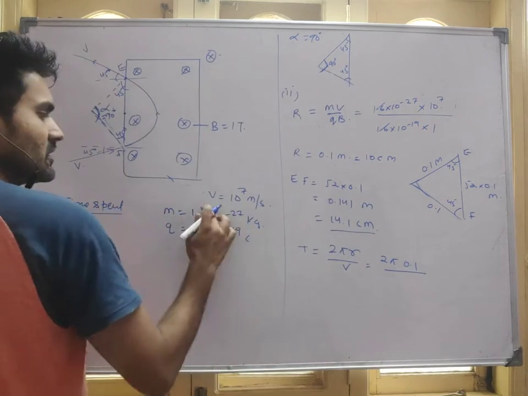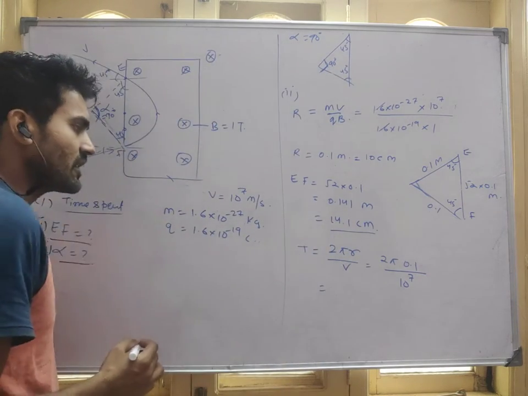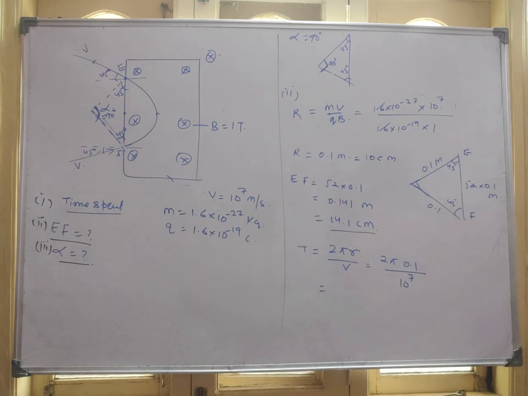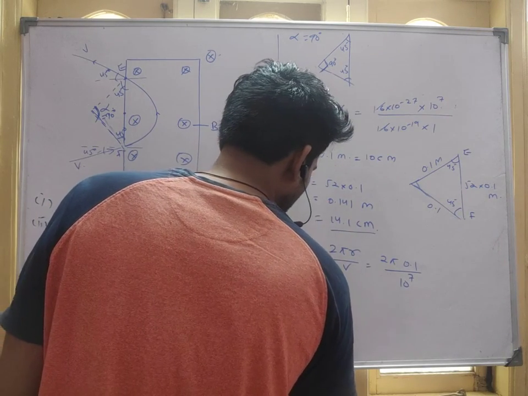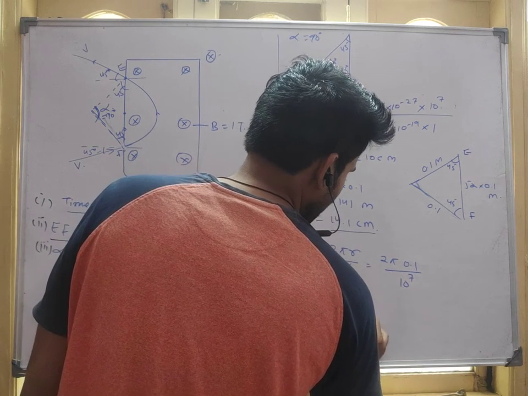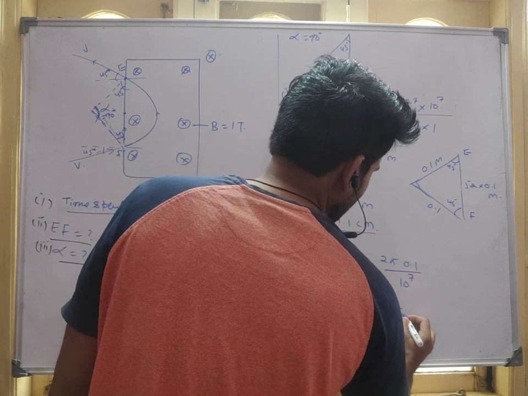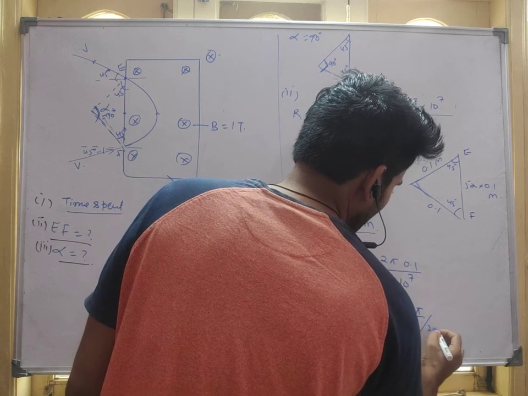Okay, what is the velocity v? That is 10 raised to power 7. So how much it will be? Just find out the answer. This is the total time, right? So now for 90 degrees, it will be the time spent into 90 degrees by 360, or T into pi by 2 by 2 pi.